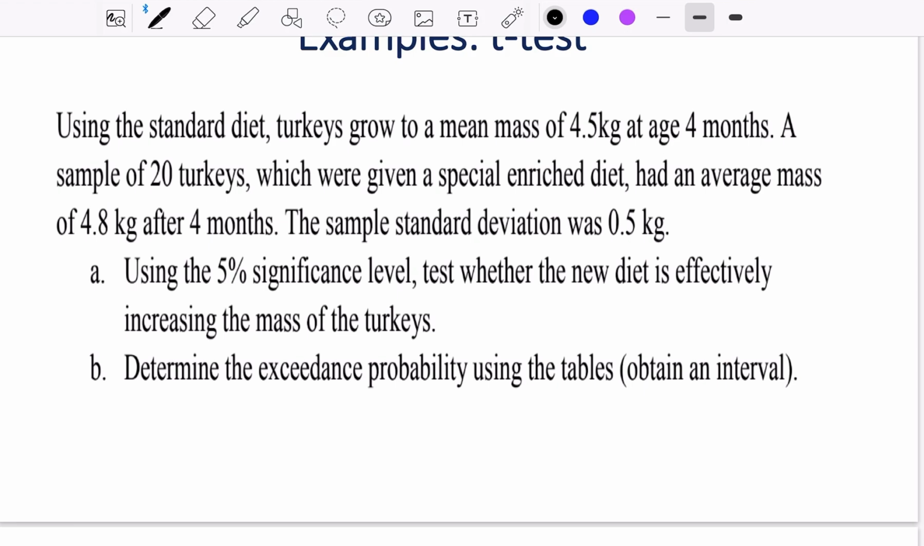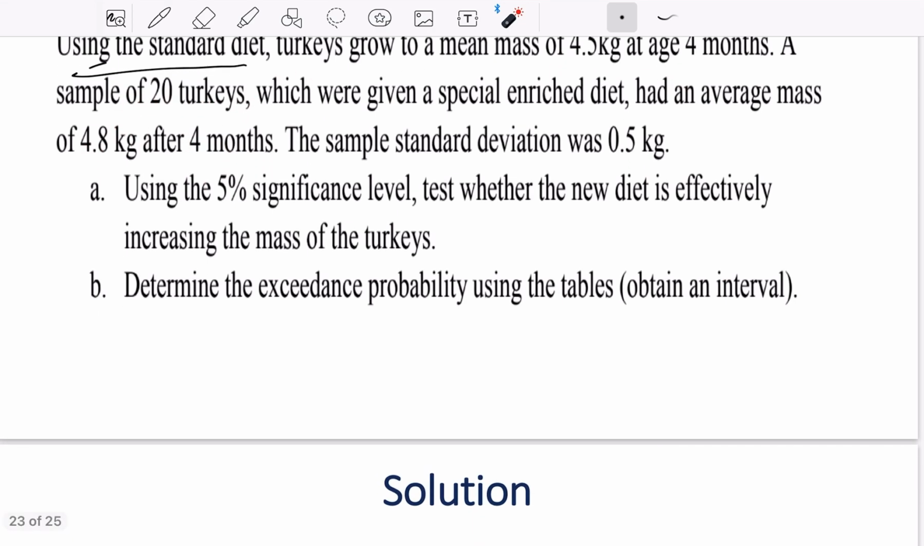Remember, the t-test is for small samples. So using a standard diet, turkeys grow to a mean mass of 4.5 at age 4 months. A sample of 20 turkeys, which were given a special enriched diet, had an average mass of 4.8 after 4 months. The sample standard deviation was 0.5 kg. So you have this small sample, it's not from the normal, so you have to use the t-distribution.